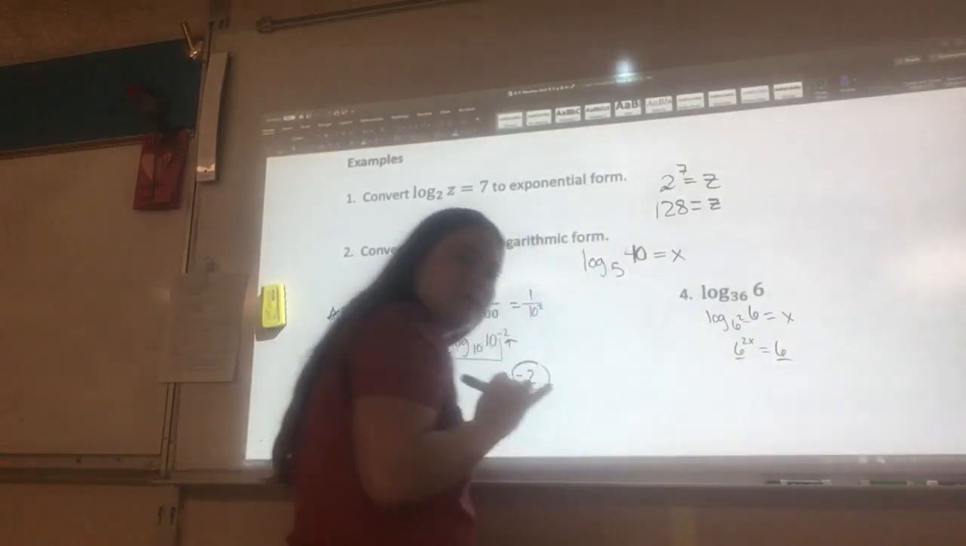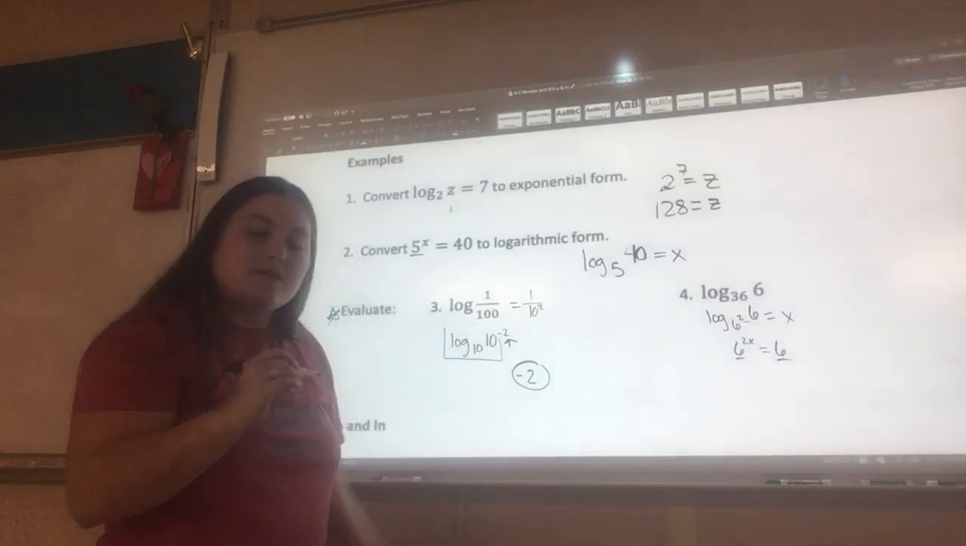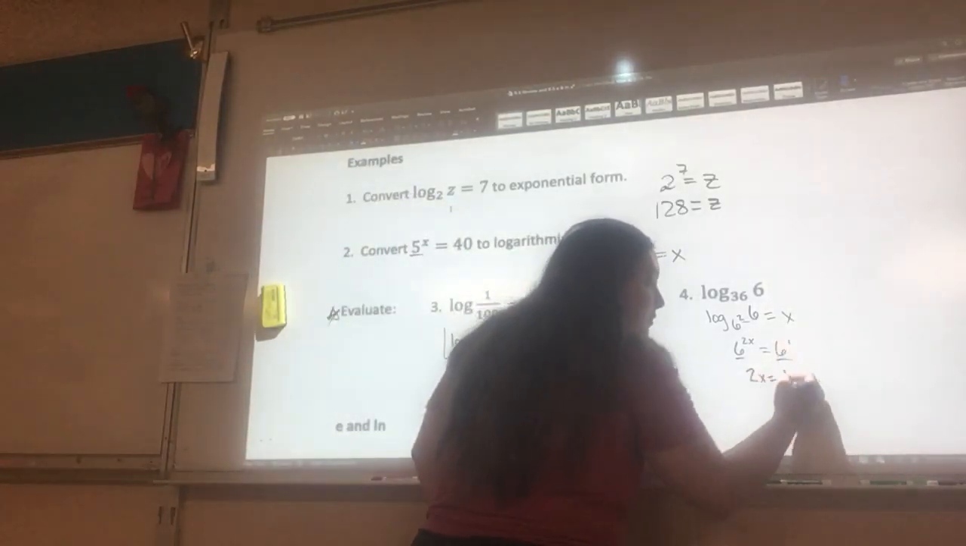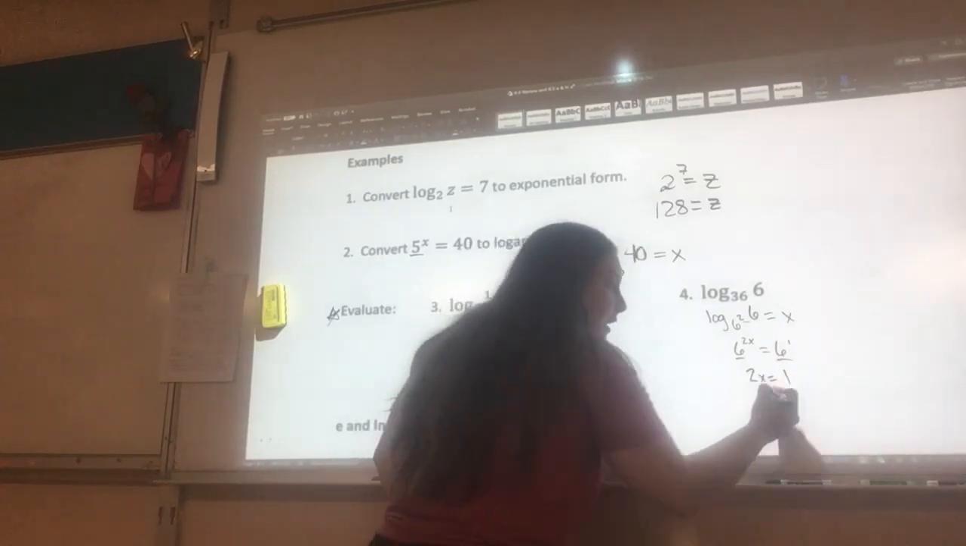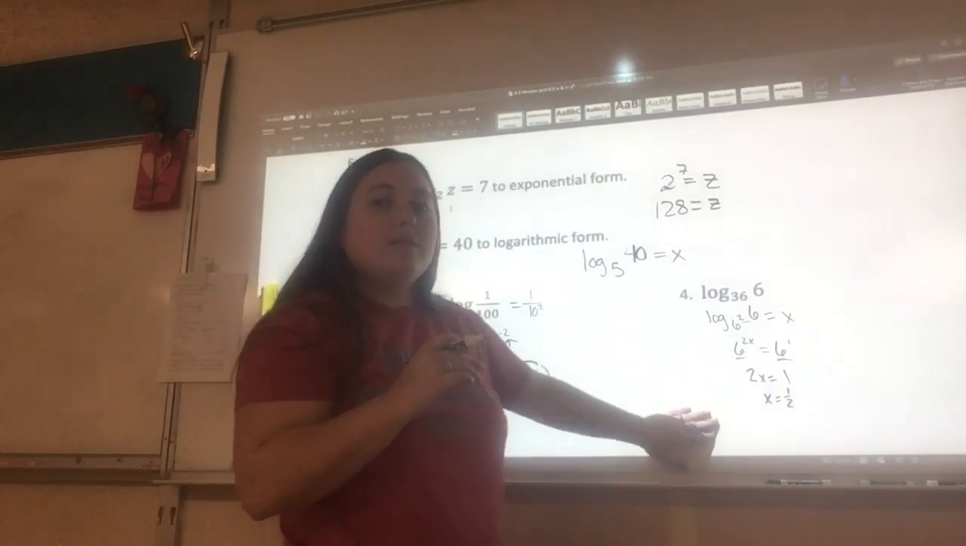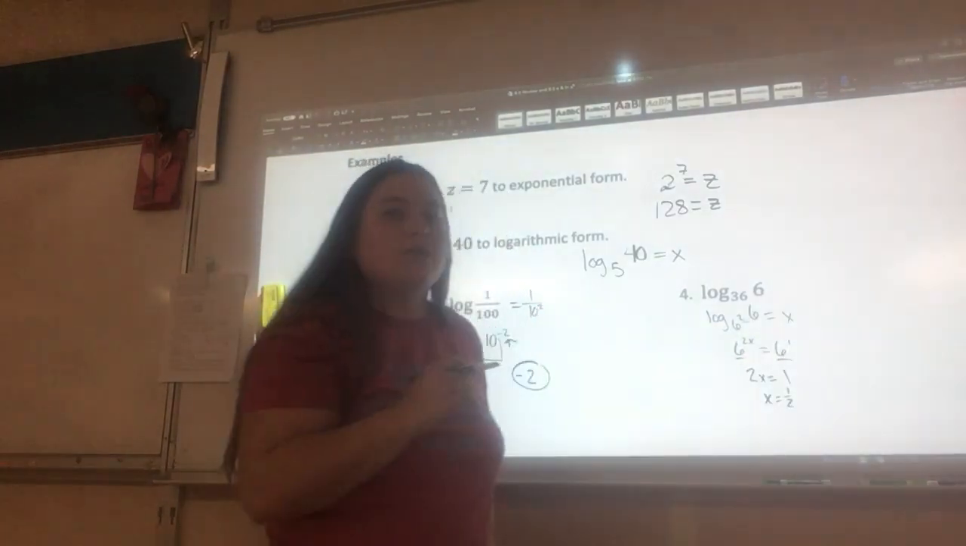We can now solve by knowing that those are the same base. So this becomes 2x equal to, remember there's an invisible one there, and we can solve for x. So x equals 1/2. This is how you do it, but we technically didn't have an equal.